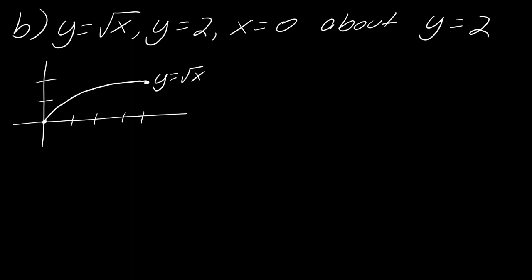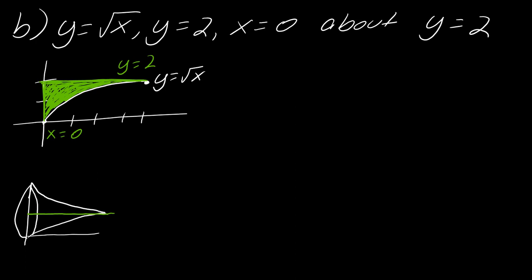Okay, so there's my y equals square root of x. And here is where x equals 0 right here. And also y equals 2. So the region that we're talking about is this little region in here. And I'm rotating this about y equals 2. All right, so what does the rotation look like? It looks like kind of this funky looking cone thing where y equals 2 is kind of coming through the center of it, right? Okay, so now we're going to do that same exercise.